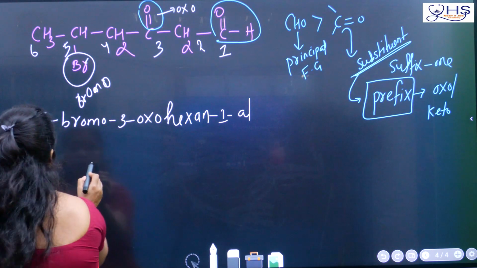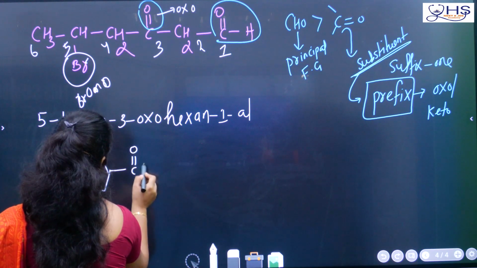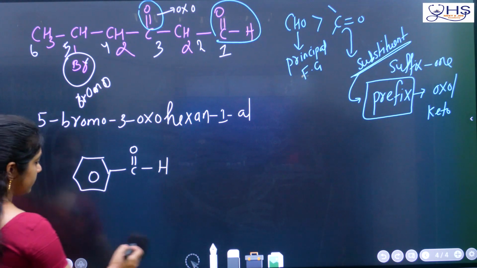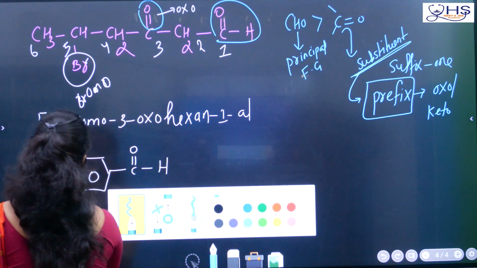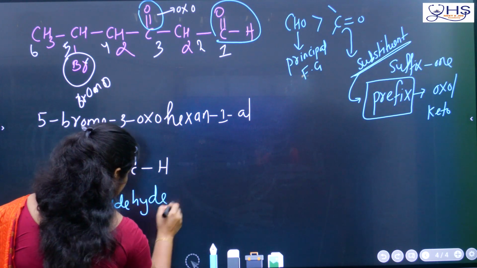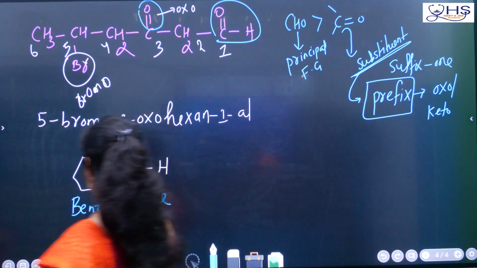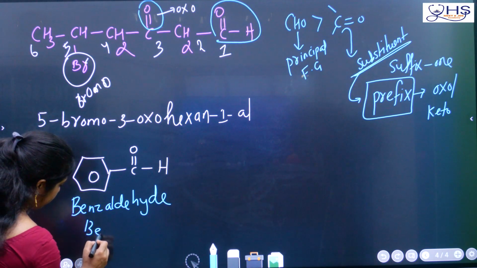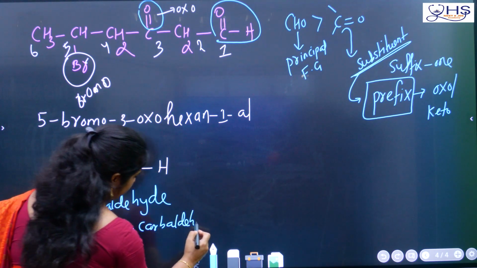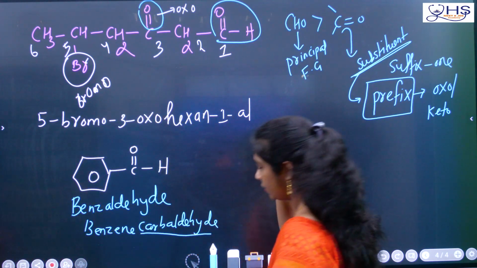Now we'll do some more naming. C double bond OH. What is this compound? Benzene ring, and on the benzene ring you have an aldehyde. So this compound name is benzaldehyde. Actually benzaldehyde is a common name. This common name became so famous that IUPAC also accepted it. But if you want to write the 100% IUPAC name, we'll write it in the form of benzenecarbaldehyde. Why are we using carbaldehyde? Now I am going to teach you that.